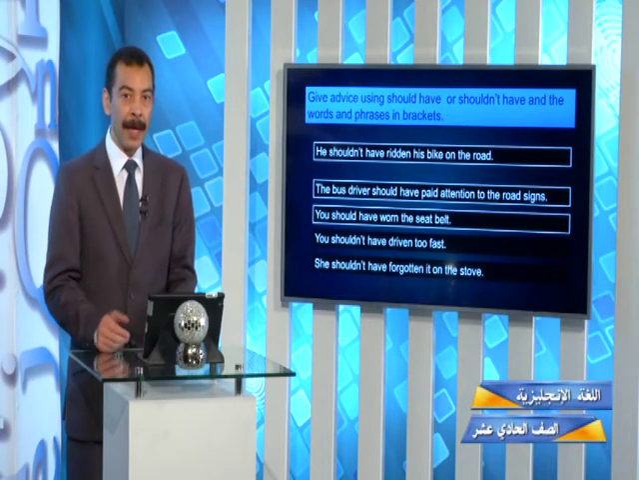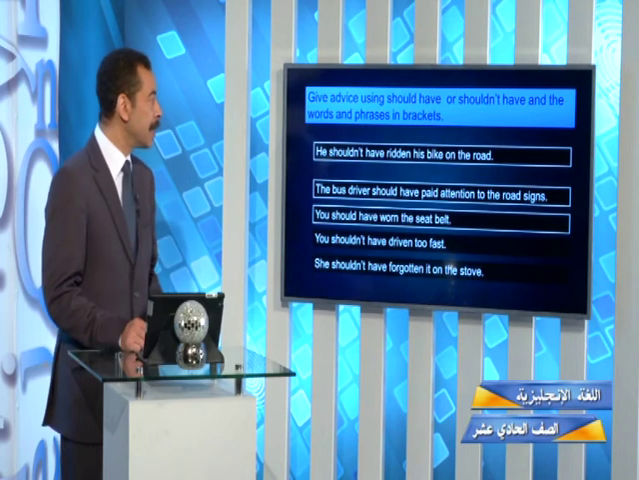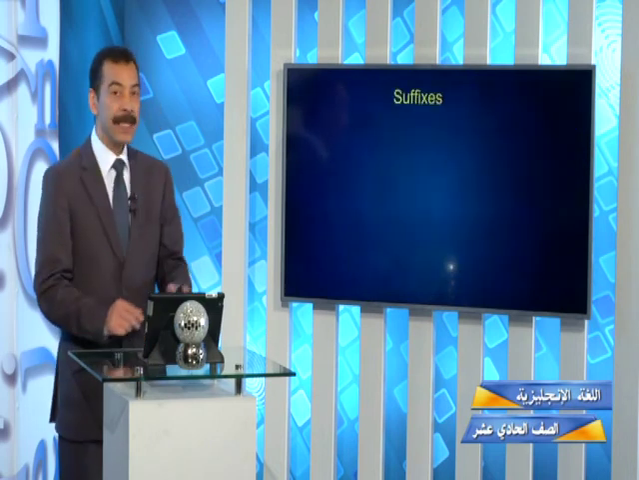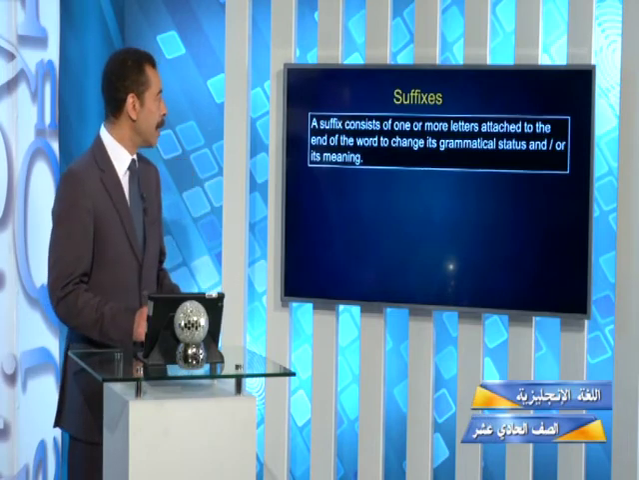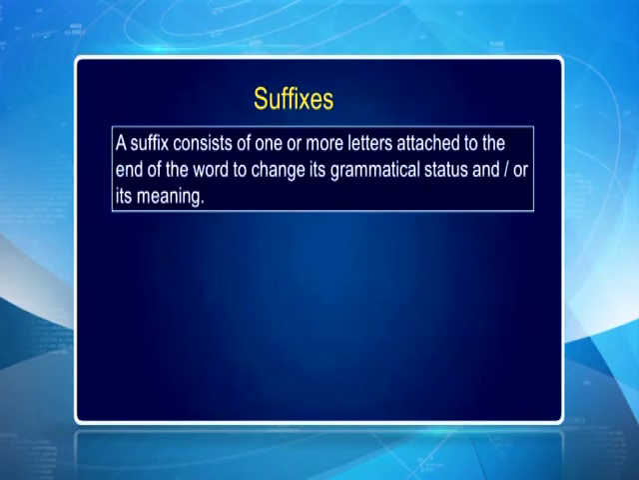All right? Now let's move to something different. This time we are going to talk about suffixes. Now a suffix consists of one or more letters added to the end of a word, and they change its grammatical status as well as its meaning. We are going to see a few examples.